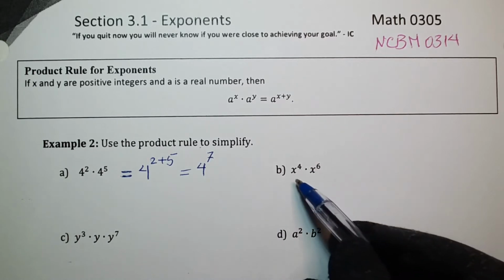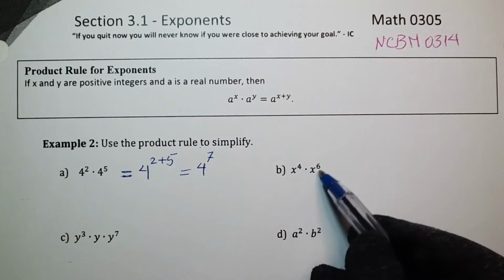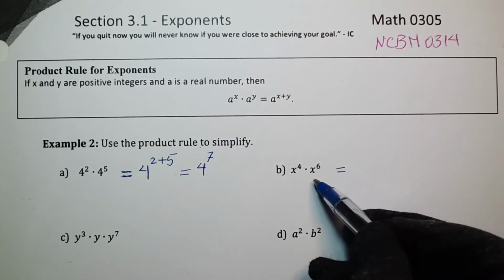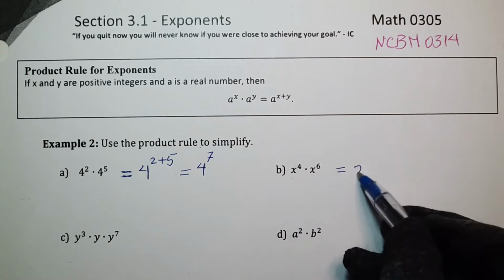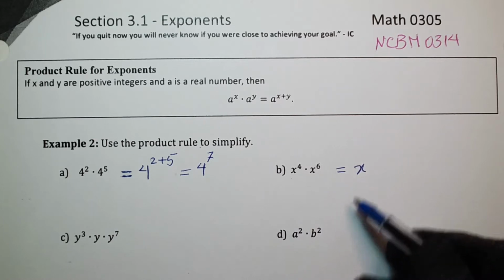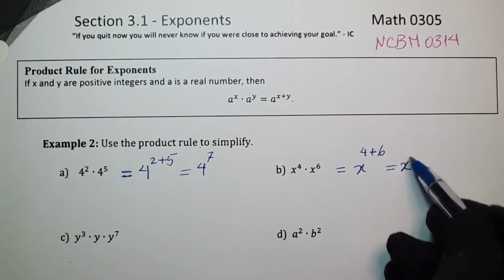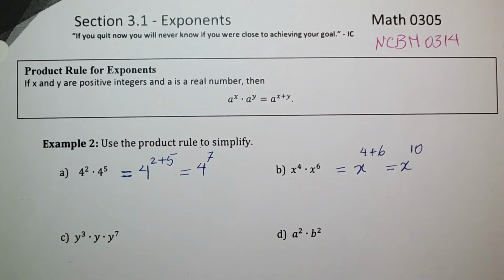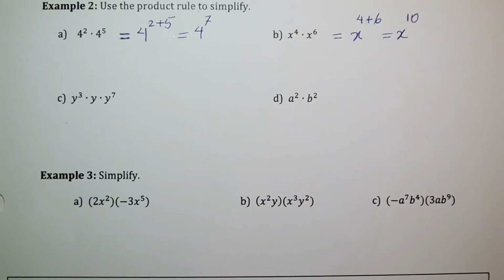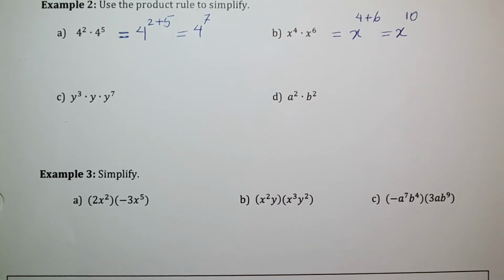For example, x to the power of 4 times x to the power of 6. Since the base is the same, we keep the base. 4 plus 6 is 10, so it's x to the power of 10. We can use the product rule to simplify some expressions. For example, 2x squared times negative 3x to the power of 5.